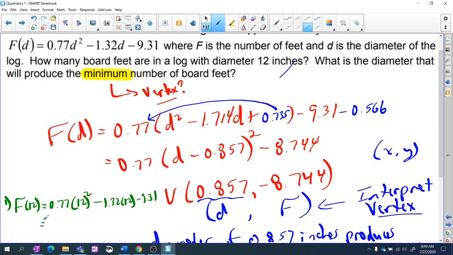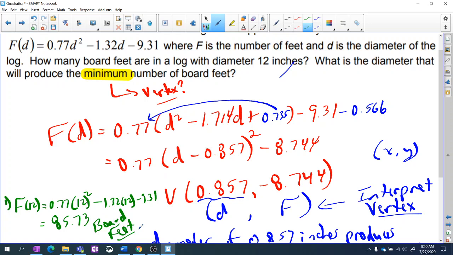and I'm going to get 0.77, 12 squared, 1.32 times 12, subtract 9.31, and that is equal to 85.73 board feet.